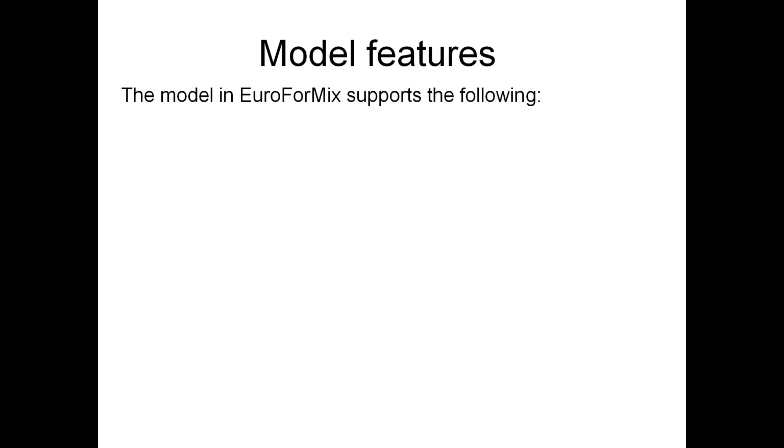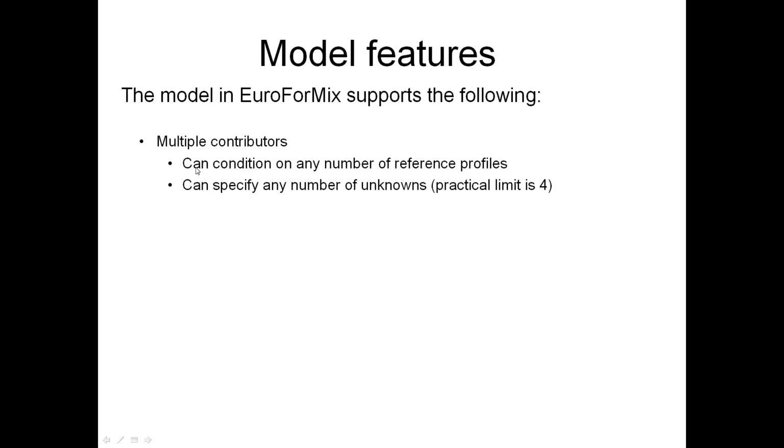So the model features of EuroForMix is that it can assume multiple contributors. And here you can condition on any number of reference profiles, and you can specify any number of unknowns. However, there is a practical limit of 4. The model extensions is that EuroForMix can handle allele dropout, allele drop-in, backward stutters, degradation slope, and also subpopulation structure.